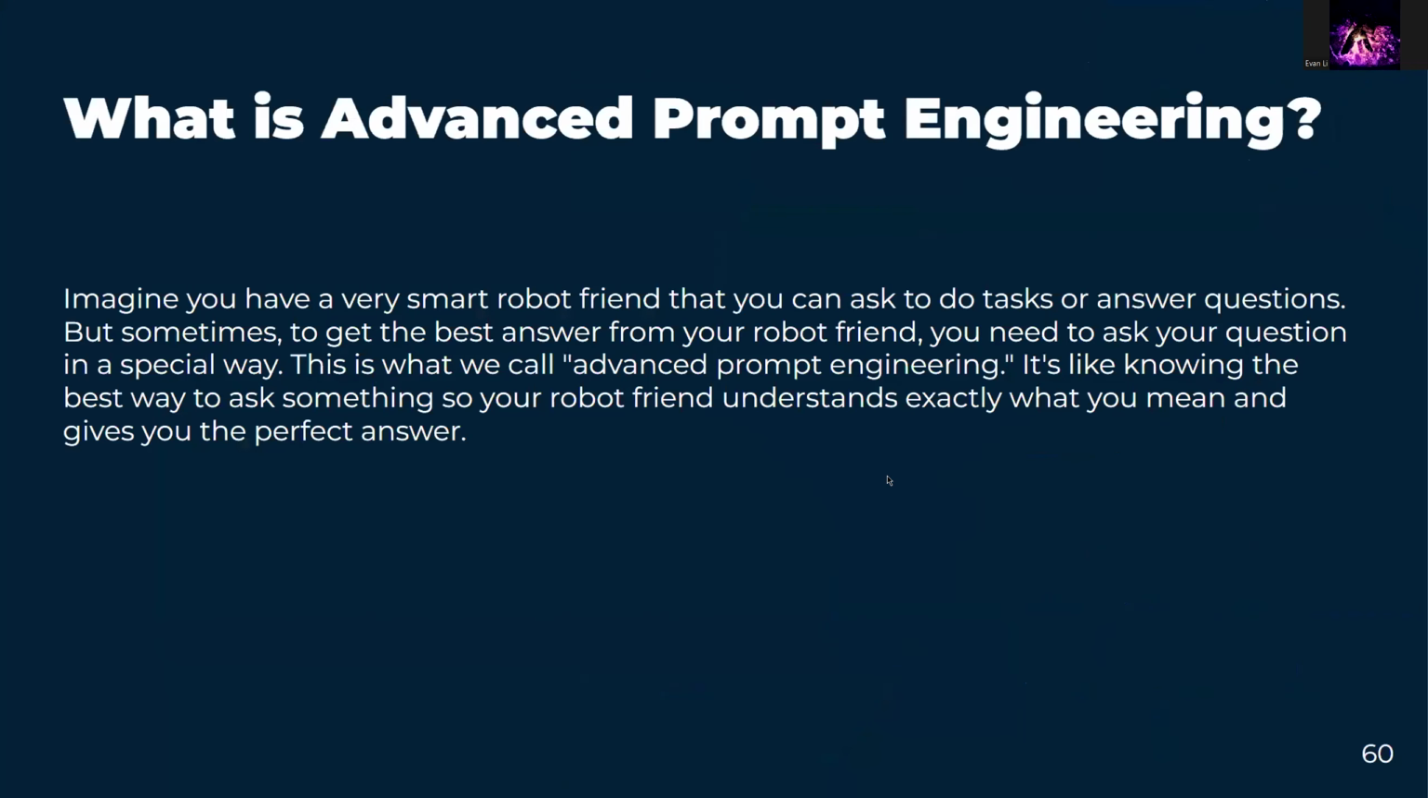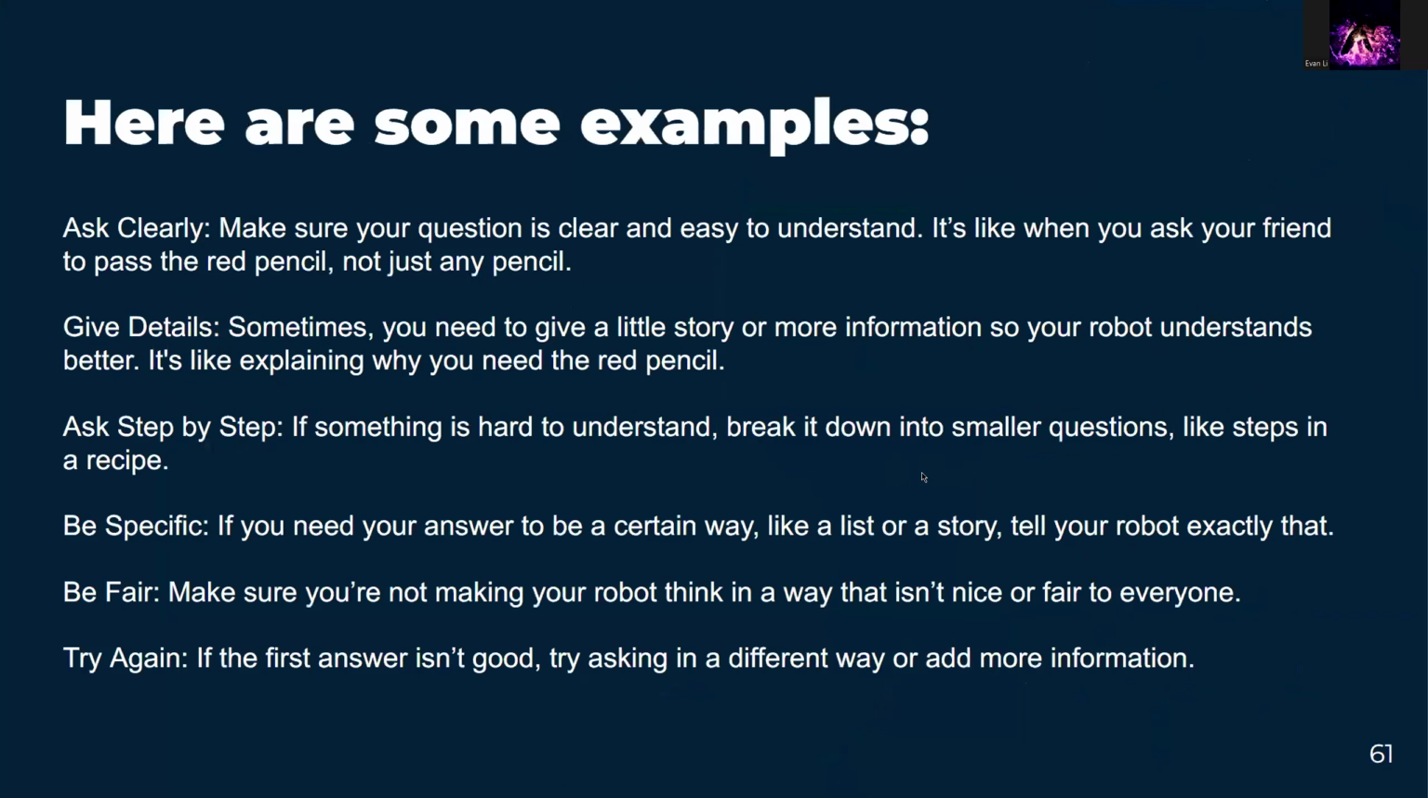What is advanced prompt engineering? If you have a smart robot friend, you can ask it to do tasks or answer questions, like ChatGPT. But sometimes the best answer comes from asking your question in a special way. This is what we call advanced prompt engineering. It's like knowing the best way to ask something so that your robot friend understands exactly what you mean and gives you the perfect answer.